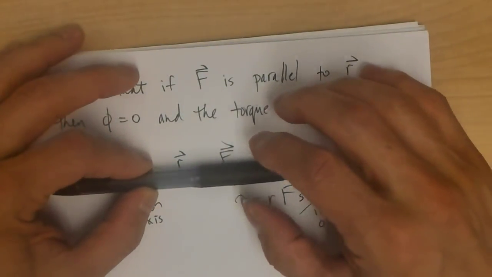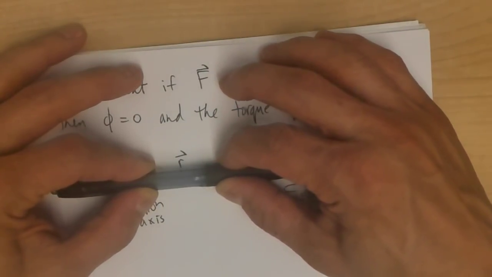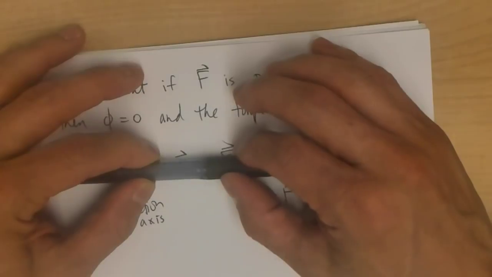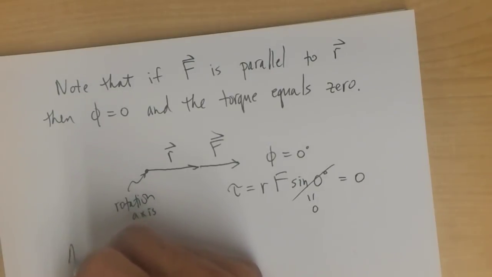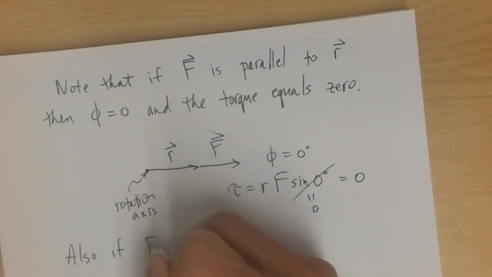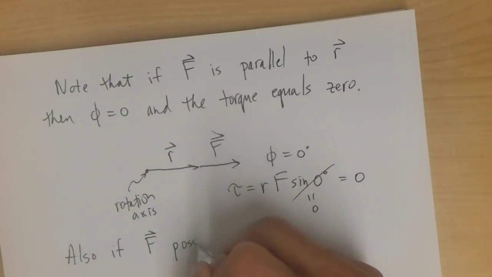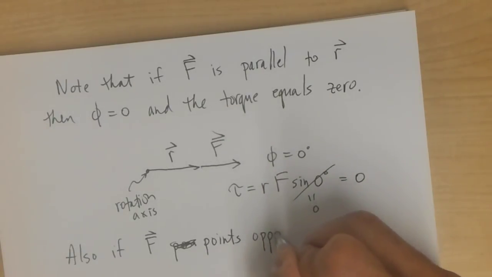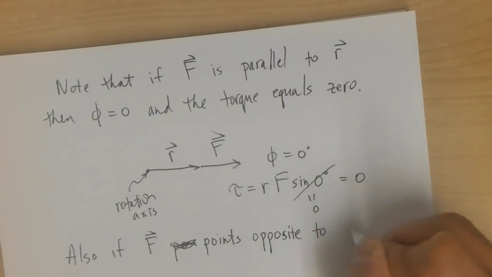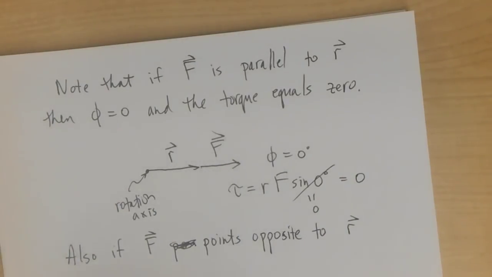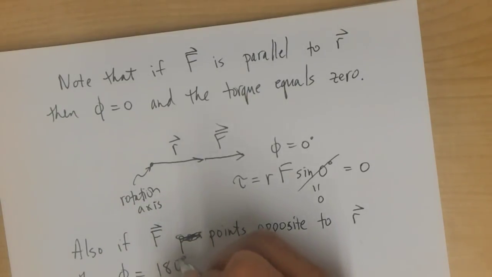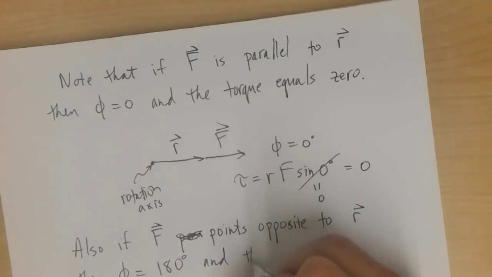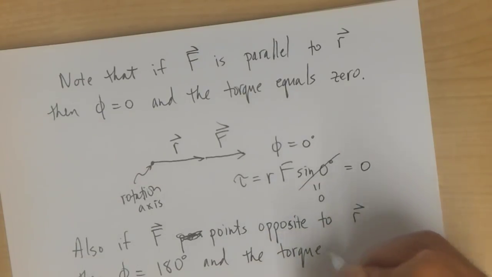But this is something you might expect: if you just pull on an object like this, you're not twisting it one way or the other. I should also mention, if F points opposite to the lever arm vector, then phi is equal to 180 degrees, and the torque is also 0.